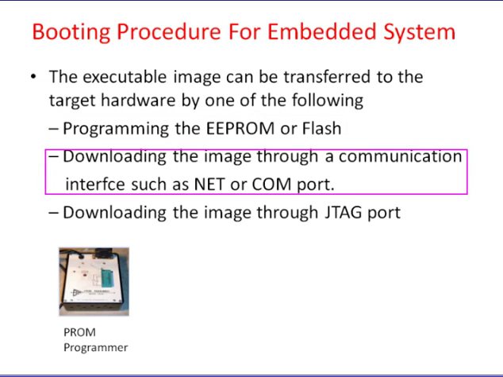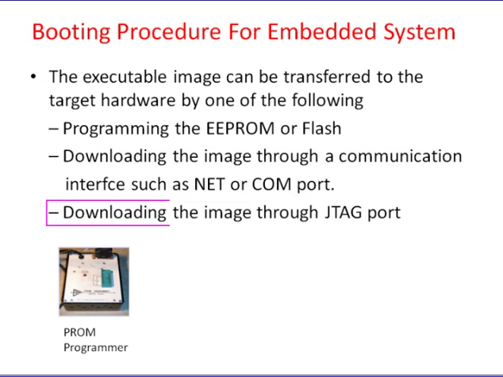Some targets must be put into bootstrap download mode first by switch or command, then data can be transferred via Ethernet or COM port into memory. The executable binary image can also be transferred and loaded into a memory device on the target board through JTAG. The program will then execute when you reset the processor or apply power to the embedded system.